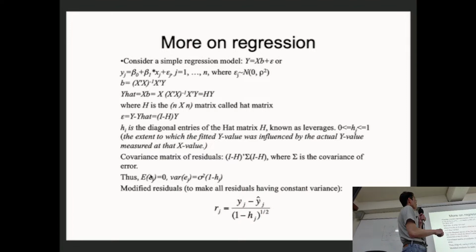H hat is a square matrix, an n by n square matrix. And h_i is a diagonal entry of the hat matrix. It's called a leverage. By definition, h_i is between 0 and 1. What is the meaning of h_i? h_i is called a leverage.